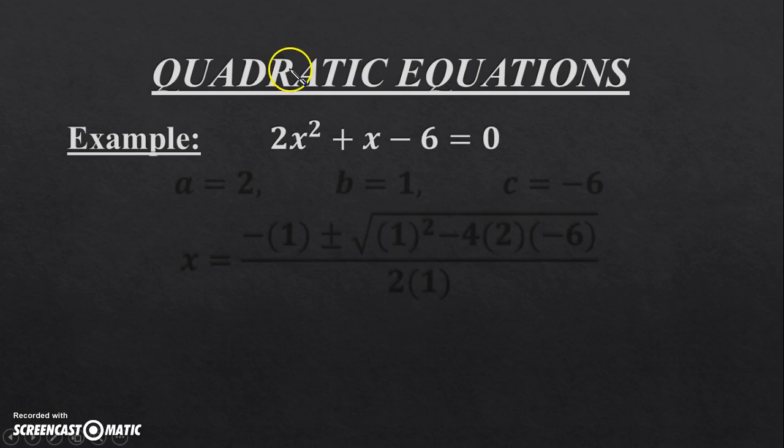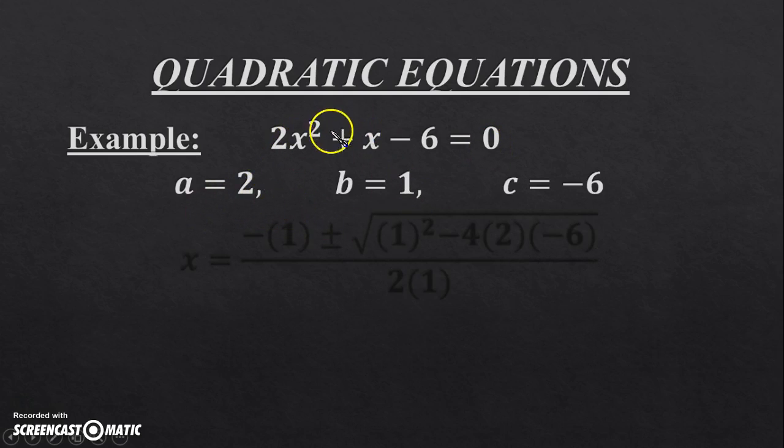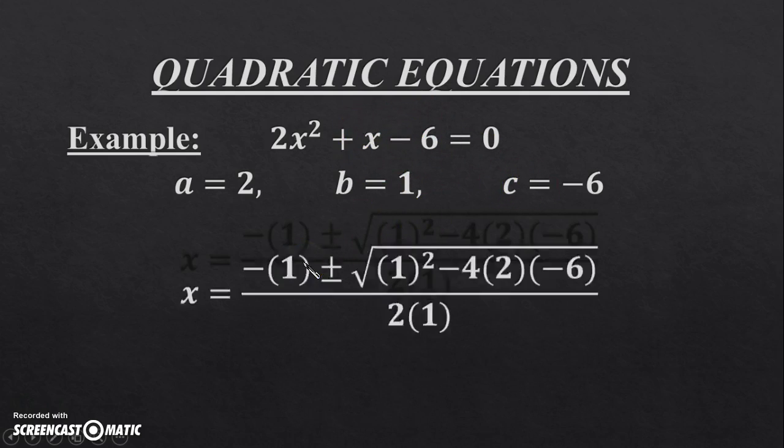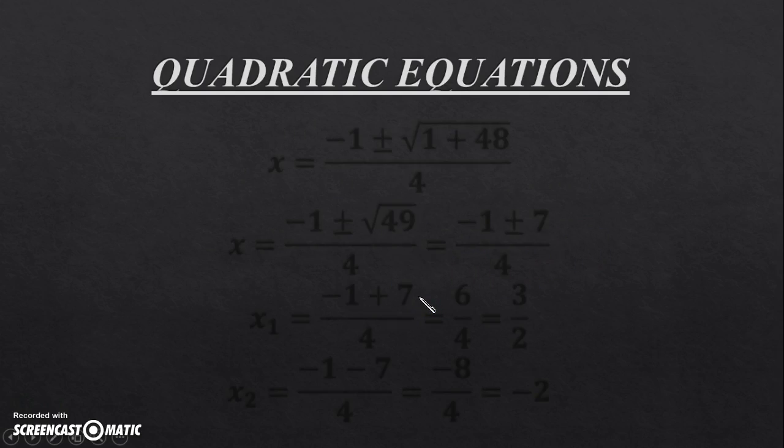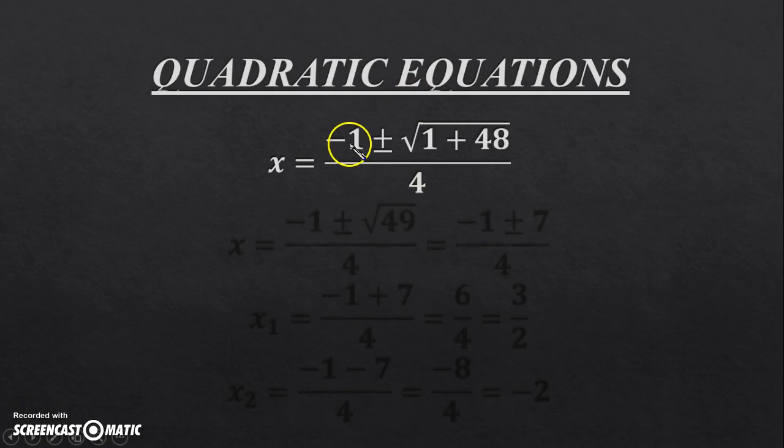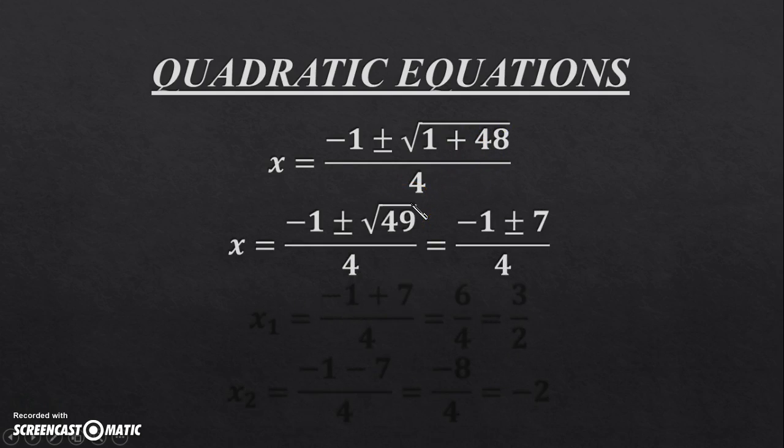So an example, we'll have 2x squared plus x minus 6 equals 0, where a equals 2, b equals 1 right here, and c equals negative 6. We plug those all into the quadratic formula and we get negative 1 plus or minus square root of 1 squared minus 4 times 2 times negative 6, over 2 times 1, which is just 2. So if we do all that, we get negative 1. Over here we have 1 plus 48, whole thing over 2 times 2, which is 4. And so we get square root of 49, still over 4.